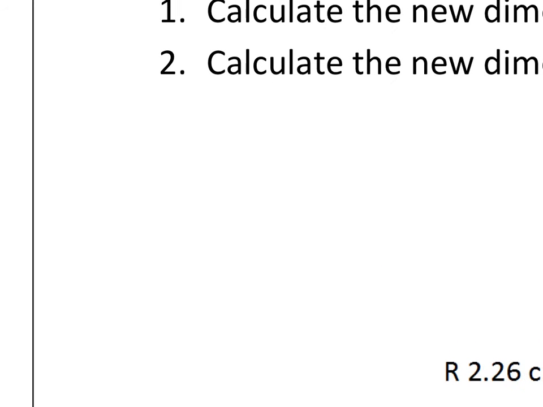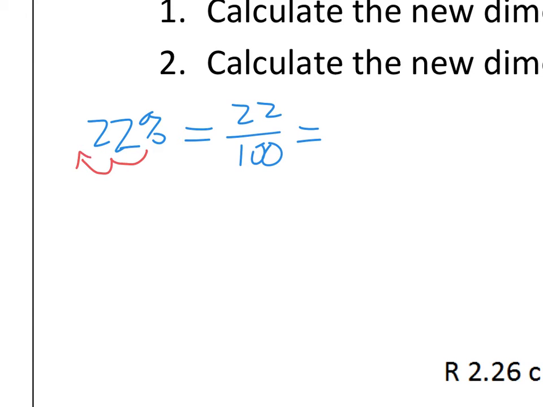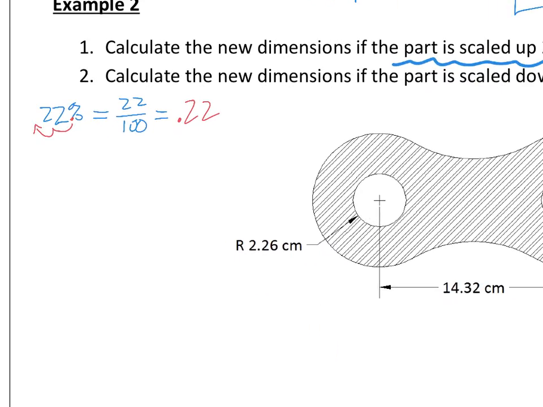Now, some important reminders here. Remember that 22% is 22 out of 100. Percent means out of 100. So we can write it as a fraction, or if we want to write this as a decimal, we can move the decimal. There's an invisible decimal right there after the 22, and so we can write this as 0.22. Okay, so that's important to remember.